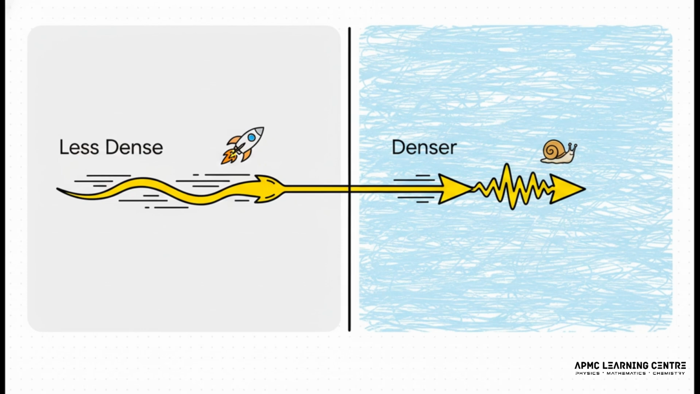Now we have a way to describe how much a material slows down light. We call it optical density. And it's actually pretty simple. In a less dense medium, like air or a vacuum, light just zips along at top speed. But the moment it hits something optically denser, think water or even a diamond, it gets bogged down. It slows down. The rule is easy. The denser the material, the slower the light.